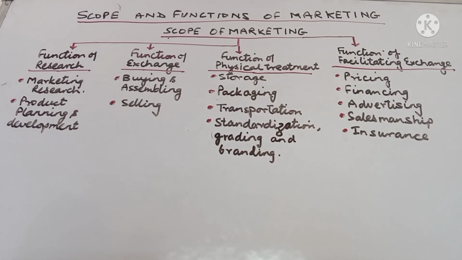The second function is exchange. Exchange is again a very big and important aspect of the department of marketing. So the very first factor to be considered is buying and assembling. Let us understand this way: the procurement of raw materials, maybe semi-finished and finished products, has gained great importance for modern industrial and commercial firms.